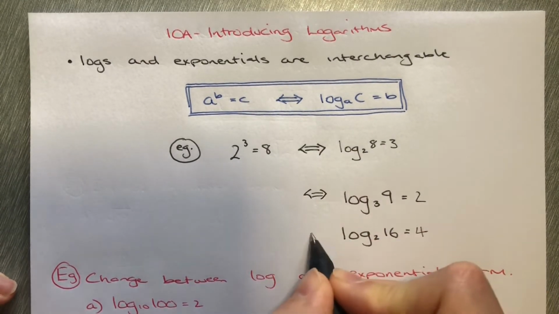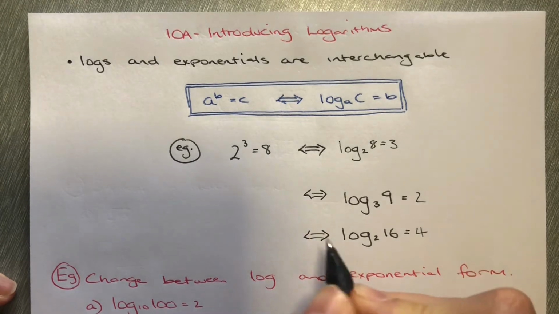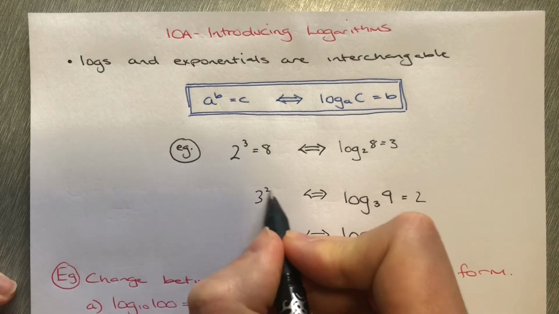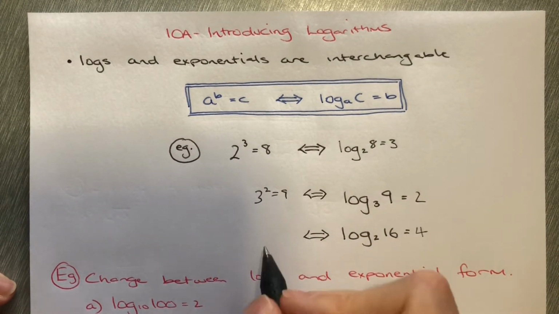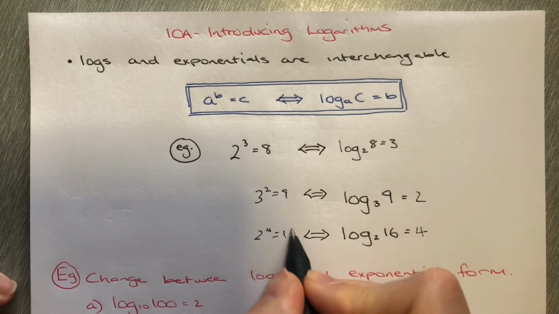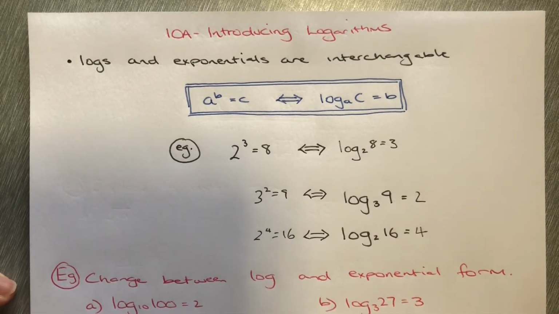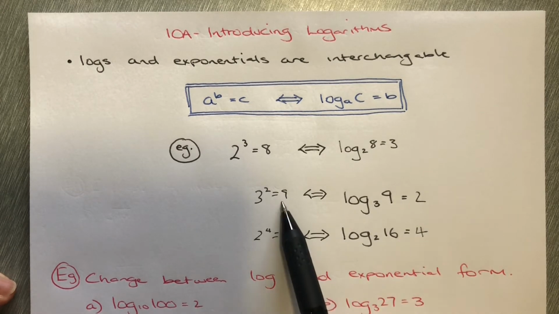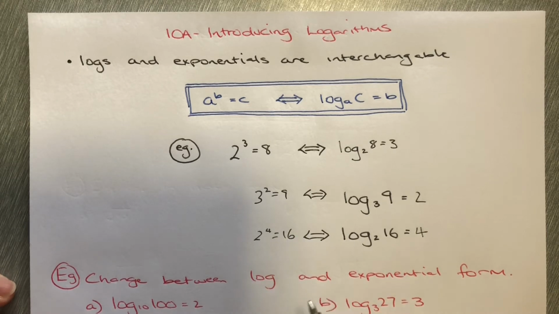Now again, these two can be written like this as well. 3 to the power of 2 equals 9. This one over here, 2 to the power of 4 equals 16. They're giving us the same info. So hopefully when you read any sort of log equation like that, you can link it back to all what you already know with powers.